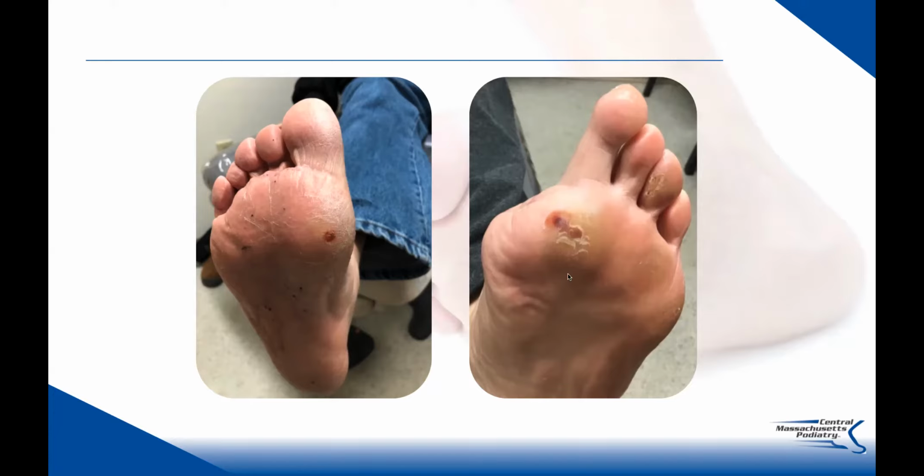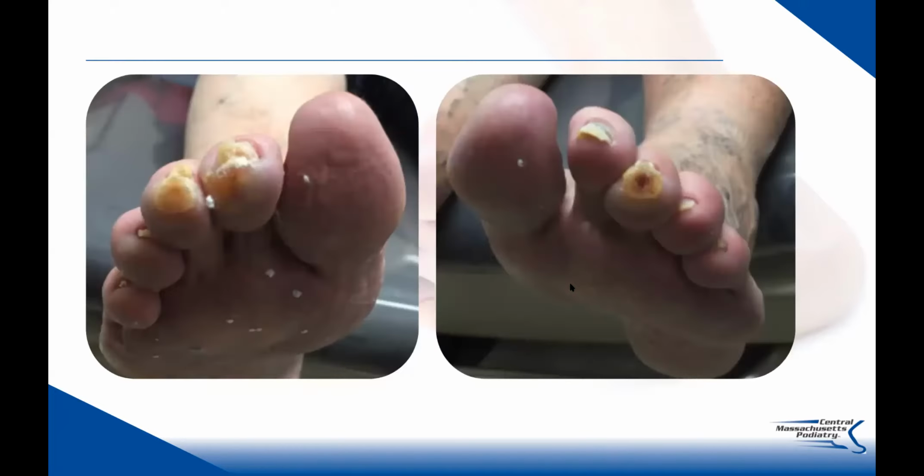Okay, those are some high risk feet. And once again, if you guys have any questions, I want to make sure I answer those. But I just wanted to start and show you some high risk feet. Here's another, this is a set, a right and a left toe. These are high risk feet.